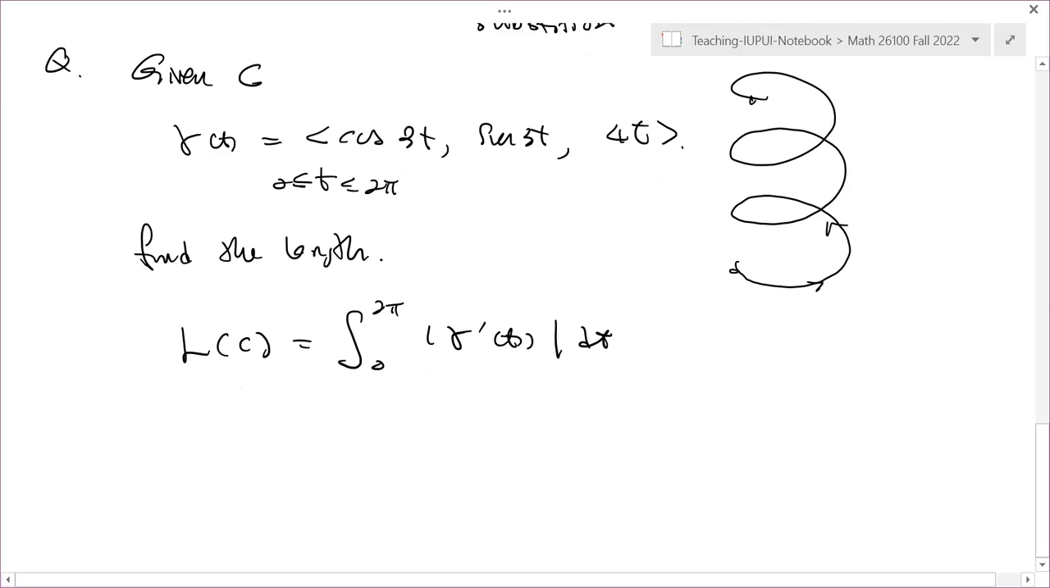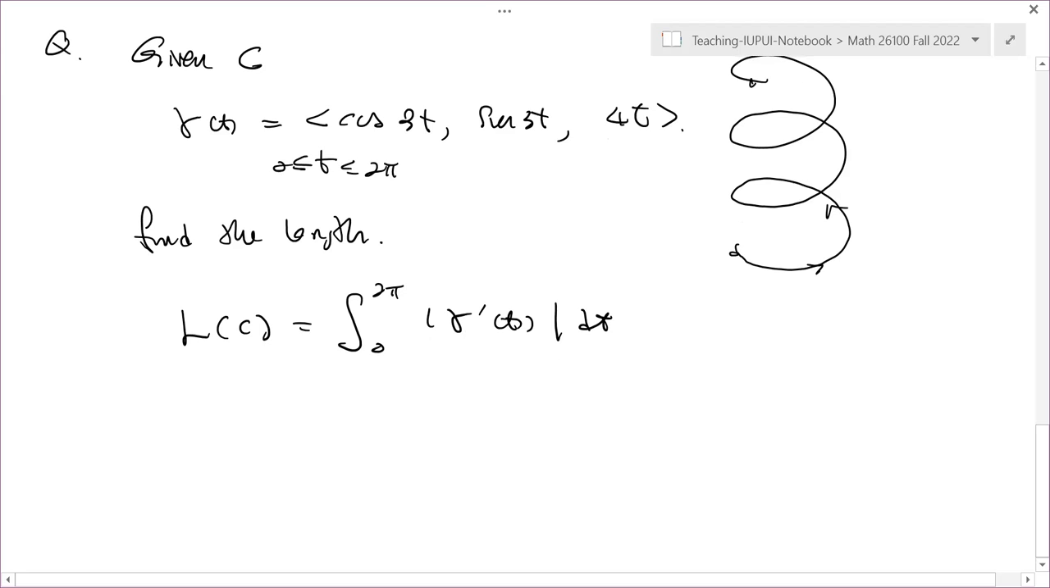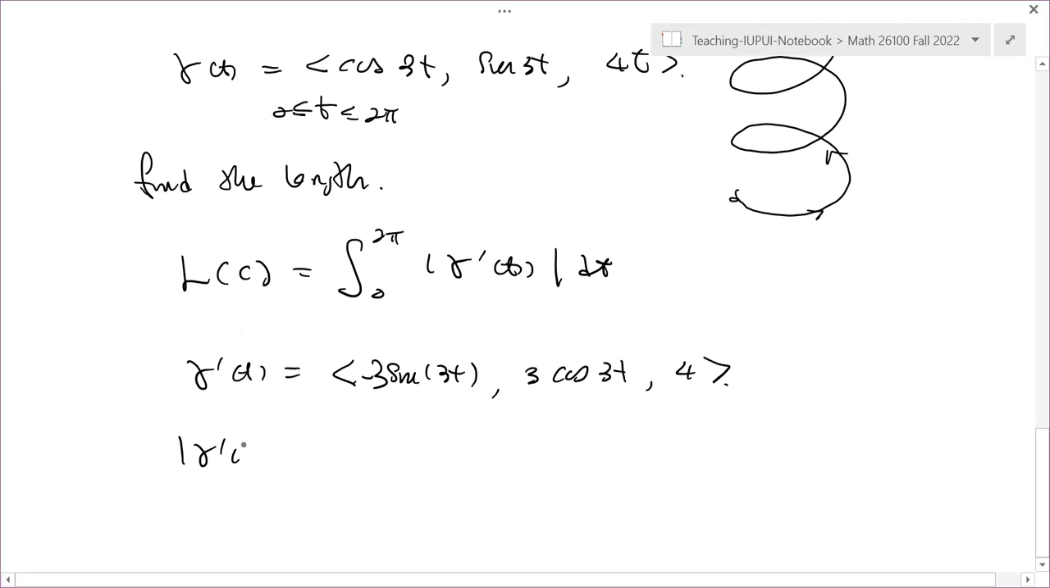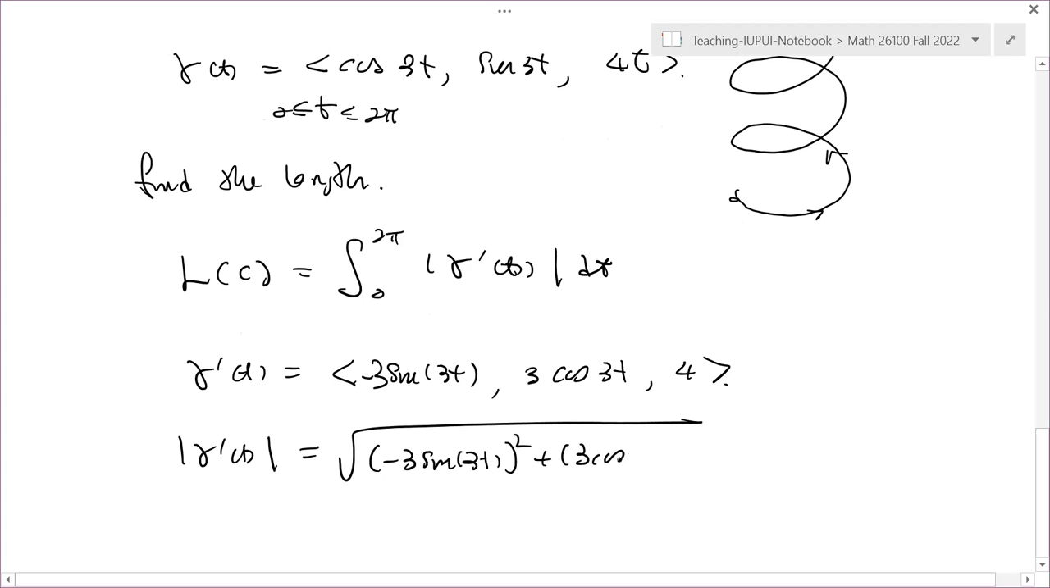So you write down the formula. Then you know with a very clear mind that you're going to use this formula with the derivative. The next part is just how to do the computation carefully and evaluate the integral. Sometimes you're not able to evaluate. The derivative of this function is going to be negative sine 3t times 3, 3 cosine 3t, and 4. Then I need to find the length. I don't want to skip any steps.